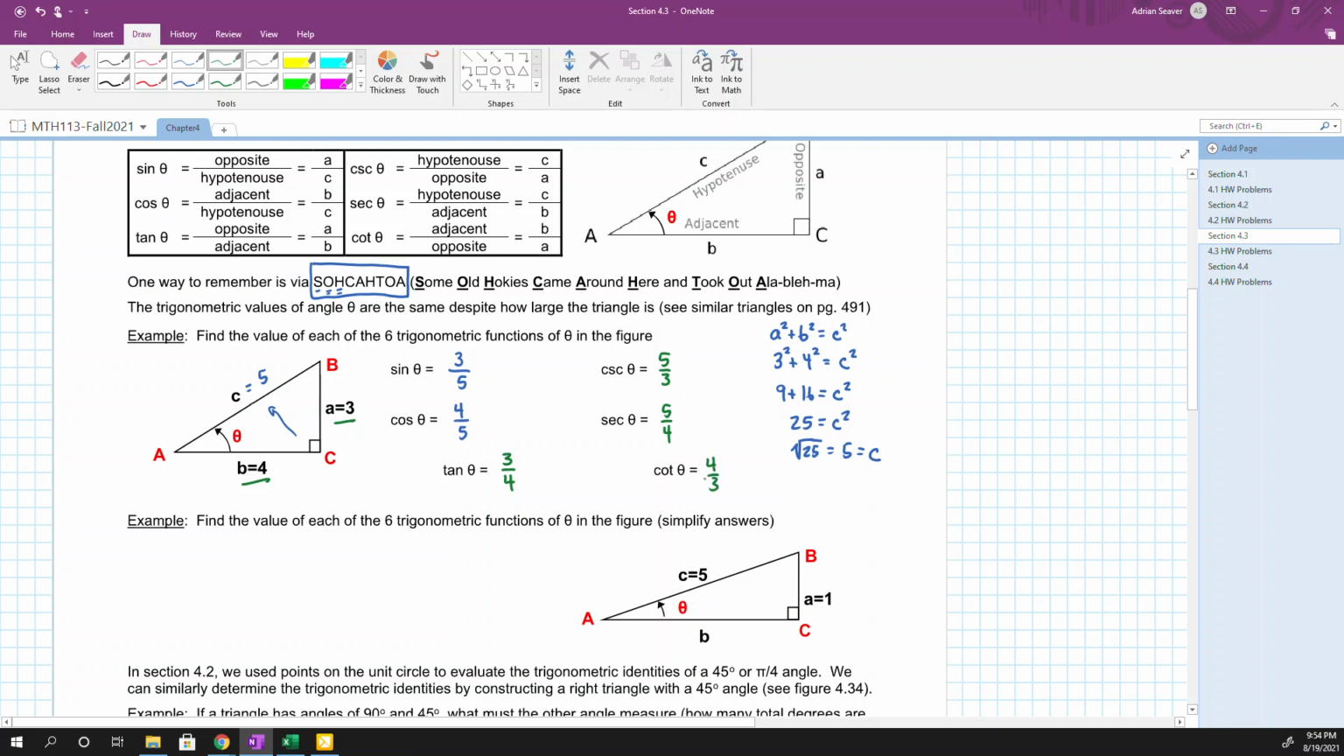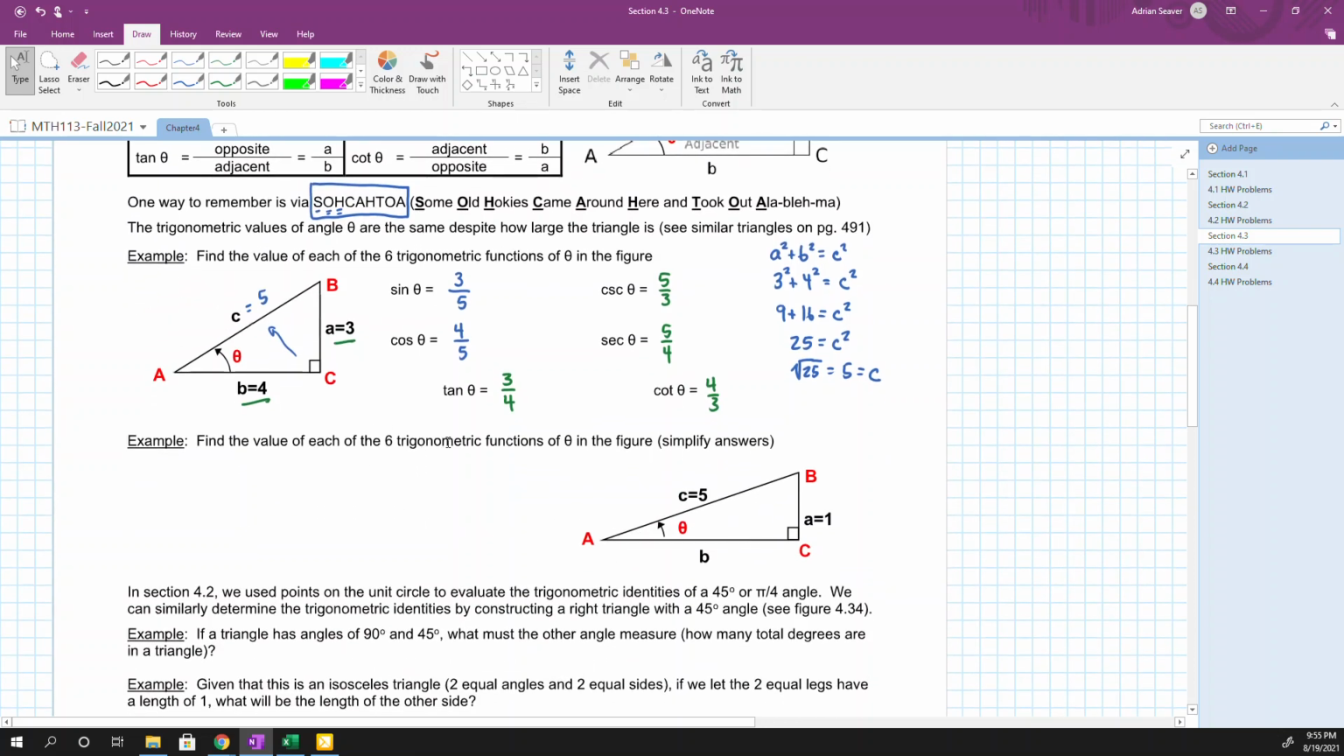Okay, kind of neat. So that's pretty easy, I think, as far as defining it that way. And this one, we had nice even, good, round, whole numbers. Let's look at one a little bit different. In the next example, it says find the value of the 6 trig functions of theta in this figure. So this one's a little bit different.